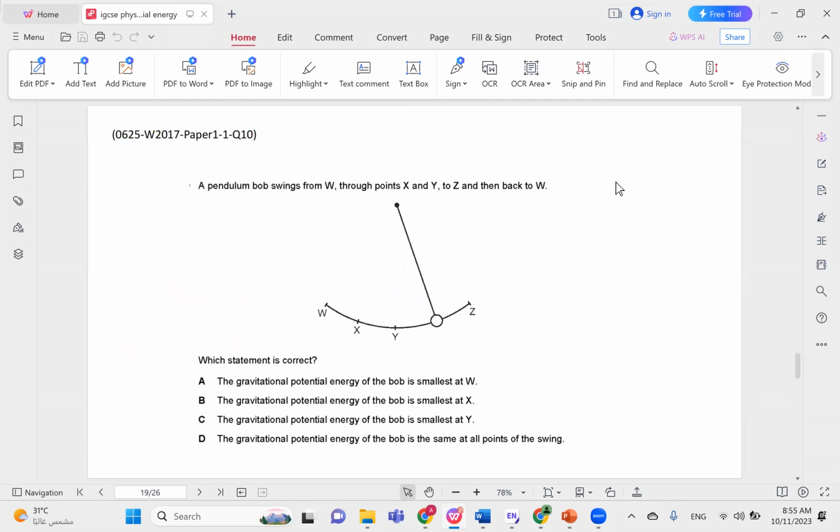A pendulum bob swings from W through points X and Y to Z, and then back to W. Which statement is correct? The gravitational potential energy of the bob is smallest at W, or smallest at X, or smallest at Y, or the same at all the points. Since the gravitational potential energy depends on the height, we expect it to be smallest at Y. So the correct choice here would be choice C.